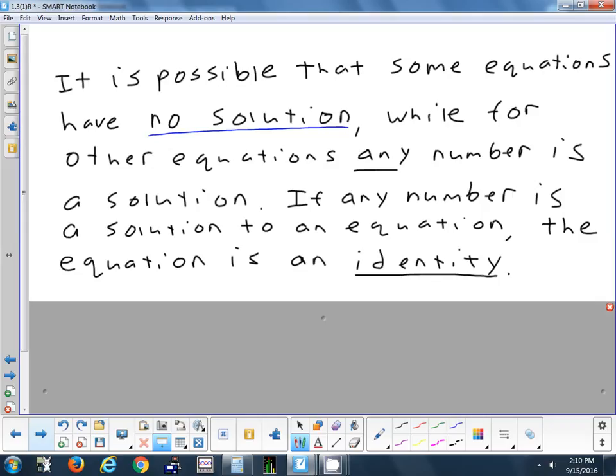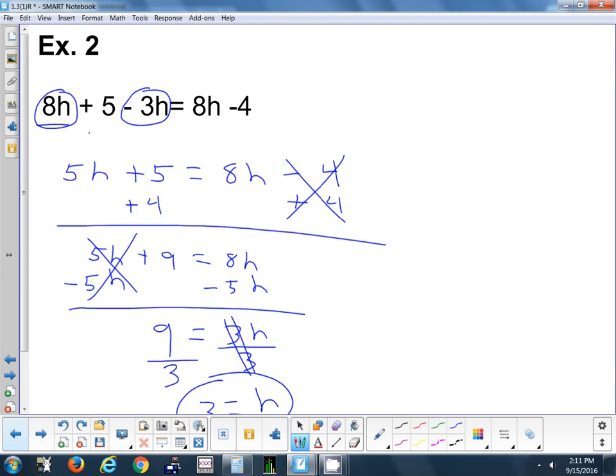We'll see one type that's a no solution, so I'll show you what happens then, and then I'll show you what happens with an identity. There is one of each on the test tomorrow, and they're just mixed in. But the hint is there's only one of each. So if you start writing no solution for six problems in a row, there's not that many on the test that are no solution. There's only one no solution and one identity. Everything else is going to be a normal equation, just like the ones you've been doing all week.